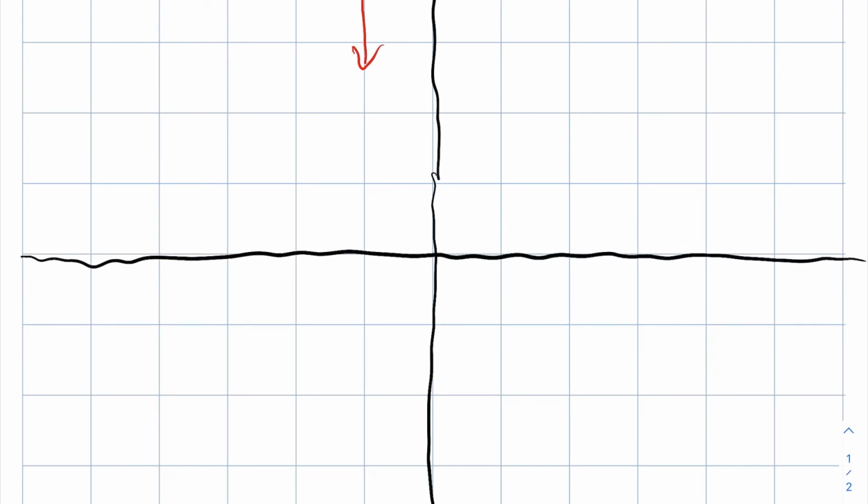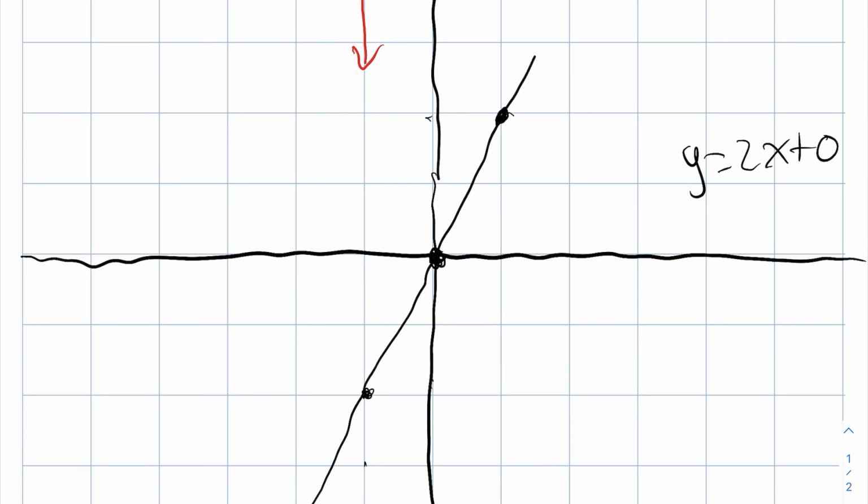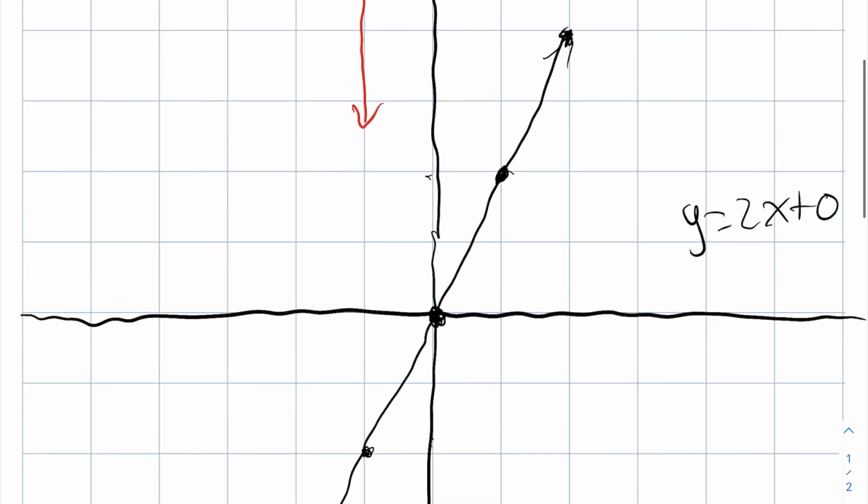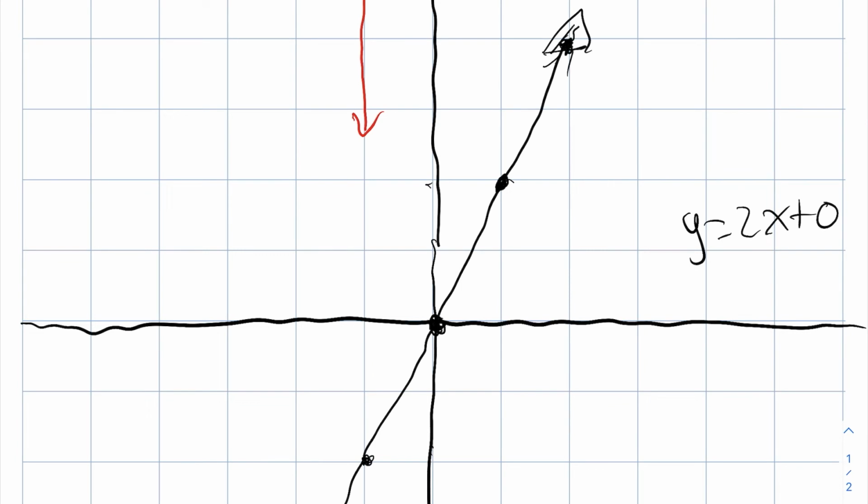Let's draw y equals 2x. I'm going to start with my y-intercept of 0, so y equals 2x plus 0. We know you don't necessarily need that. So I'm going to go up 2 over 1. Up 2 over 1. And then I could also go down 2 to the left 1. Down 2 to the left 1. And I can create my line this way.